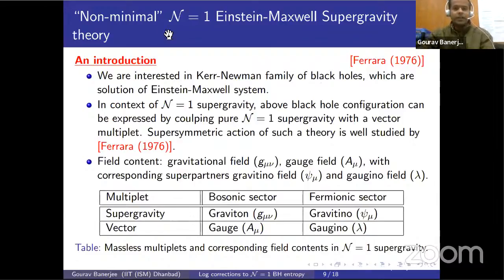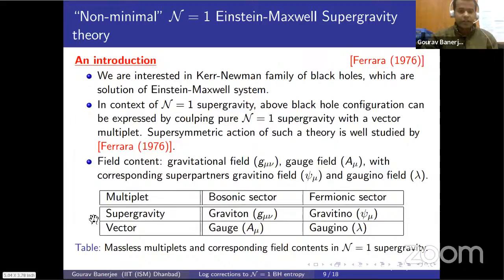So now we will start with the basic non-minimal N equal to 1 Einstein-Maxwell supergravity theory, as we are particularly interested in the Kerr-Newman family of black holes, which are solutions of Einstein-Maxwell theory. In the context of N equal to 1 supergravity theory, every black hole configuration can be expressed as coupling pure N equal to 1 supergravity with a vector multiplet, and the supersymmetric action of such a theory is well studied by Ferrara. And it is a tabular format showing the field content of the respective bosonic and fermionic sectors of a supergravity multiplet and vector multiplet of N equal to 1 supergravity theory.